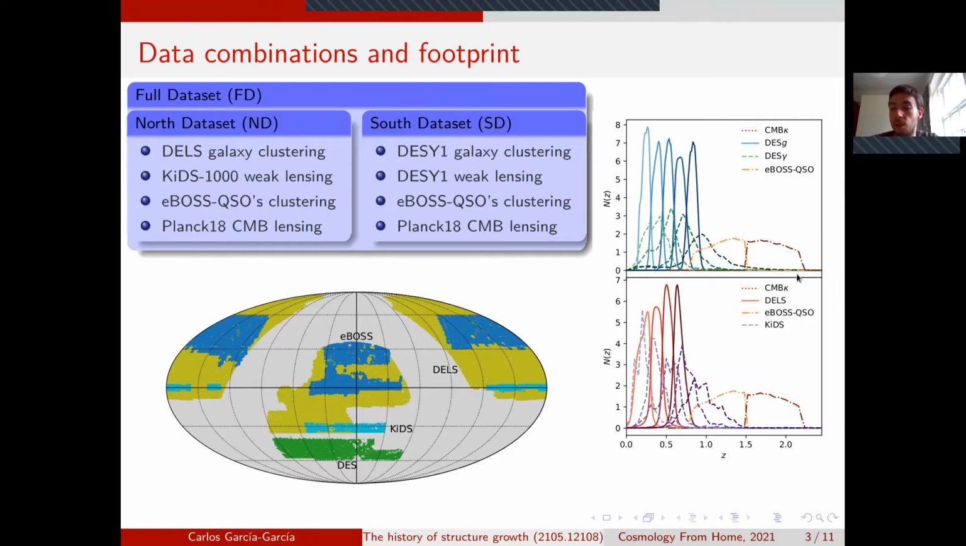And you see that what eBOSS is giving us is that we constrain the growth at early times. Furthermore, we see that eBOSS quasars do not overlap with galaxy clustering from DES nor the Legacy Survey. So in the end, we have the North dataset and the South dataset that will be statistically uncorrelated.